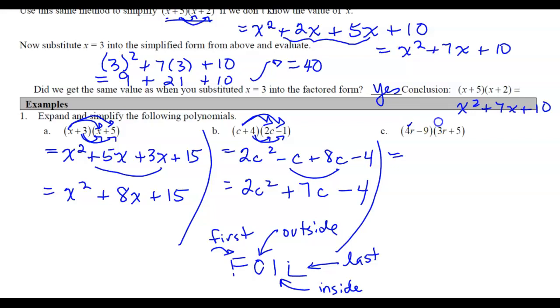So here, the first terms in each bracket would be 12r squared. Outside terms in the brackets would be positive, so plus 20r. Inside terms, ones closest together in each bracket would be minus 27r. And the last terms in each bracket would be minus 45.